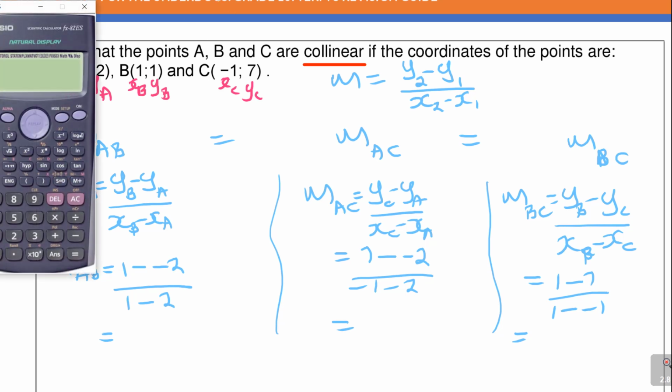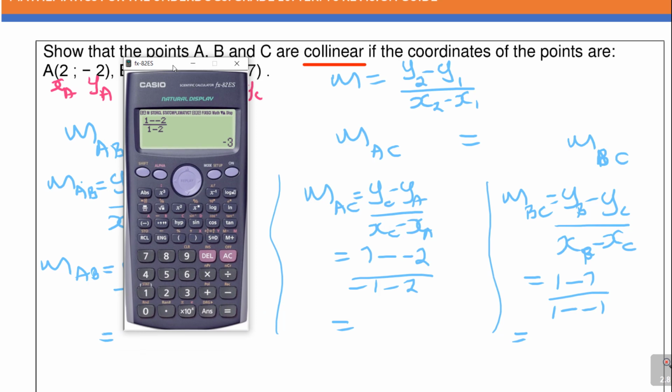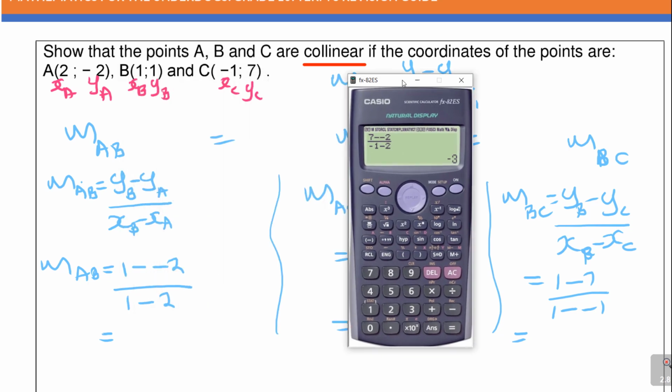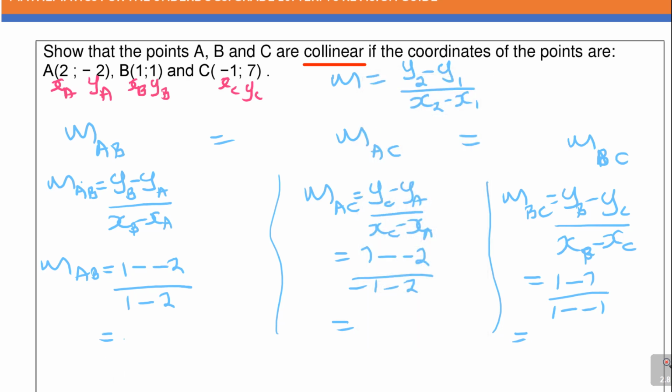Alright, now let's look at the answers of all this. I'm just going to use the calculator once here. Start with the first one: 1 minus 2 over 1 minus 2. The answer is negative 3. Let's come here: 7 minus 2 over minus 1 minus 2. The answer is negative 3. There again, 1 minus 7 over 1 minus minus 1, which equals negative 3. You see? So here I'm getting negative 3, negative 3 and negative 3.